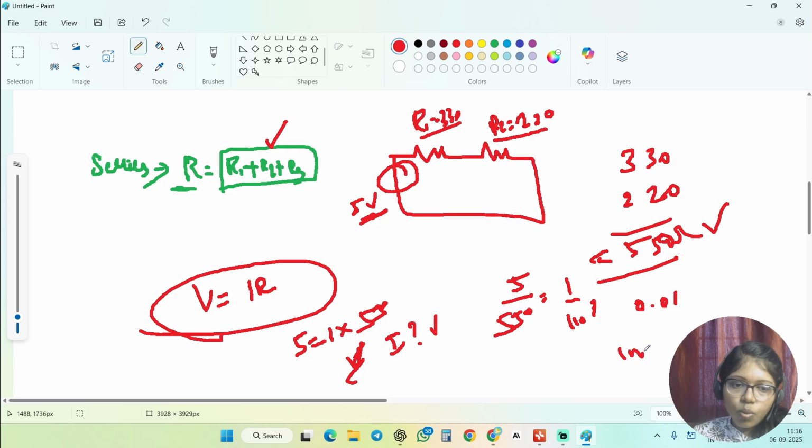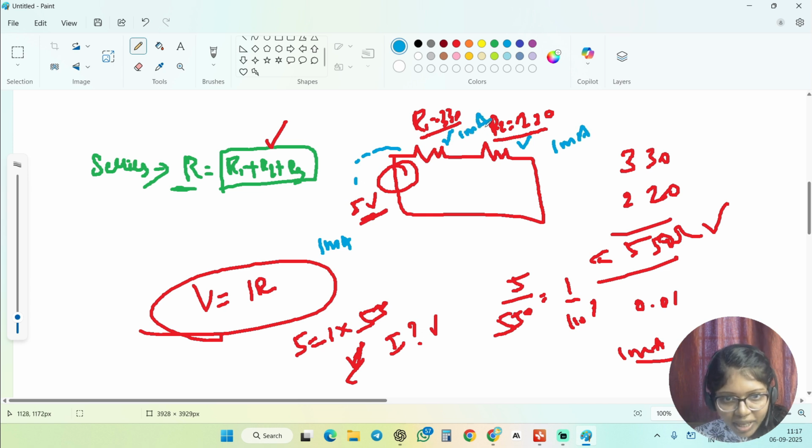Okay, for example, it is 1 milliamp of current. So it is already fixed. It depends on Ohm's law. We have calculated that 1 milliamp of current flows through this entire circuit. It is still the same in this 330 ohm, it is still the same in this 220 ohm. It is still 1 milliamp of current.